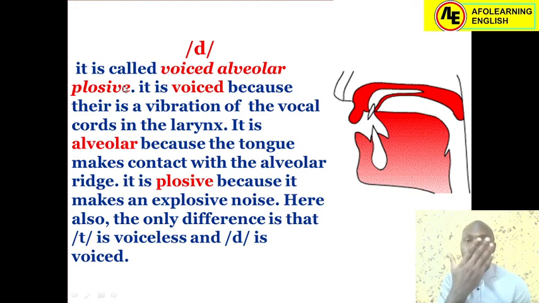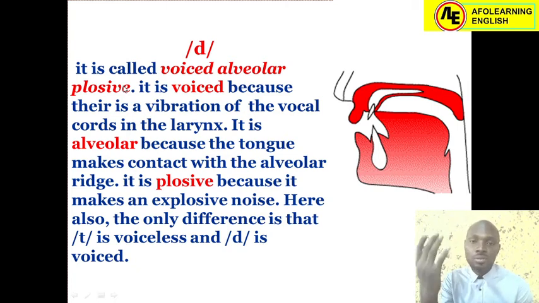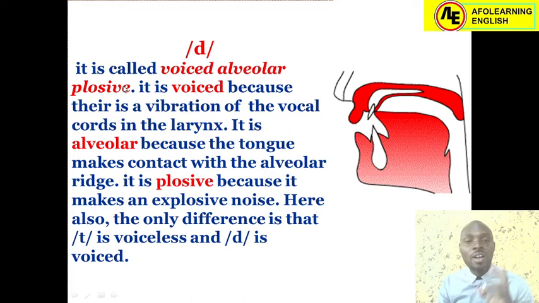Da, da, da. Now, how do you know this? When you place your palm in front of your mouth and you pronounce the sound, you see a puff of air coming out. You can feel it in your palm. So this sound is called voiced alveolar plosive.